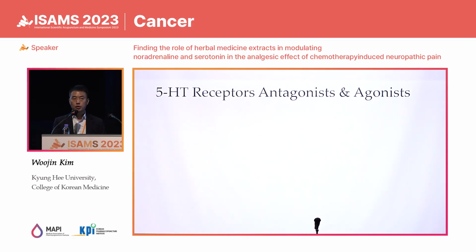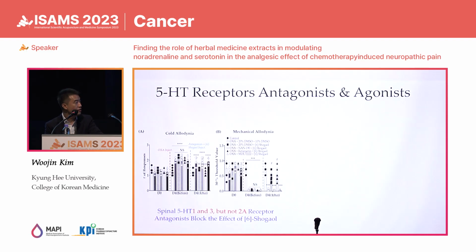So we wanted to verify once more with antagonist treatment that serotonin receptors 1 and 3 are important in the effect of shogaol, as in the ginger extract. We see that 1 and 3, but not 2A receptor antagonists block the effect of shogaol, showing that indeed shogaol acts via 1 and 3 receptors.